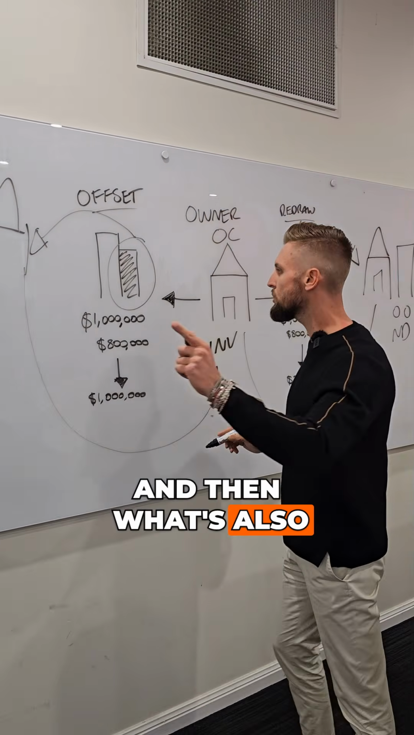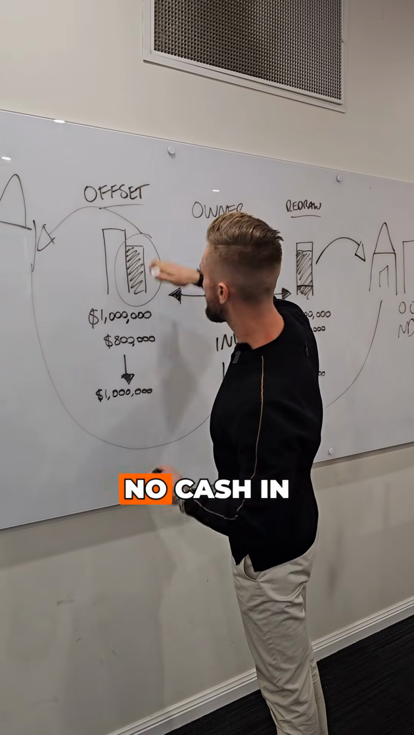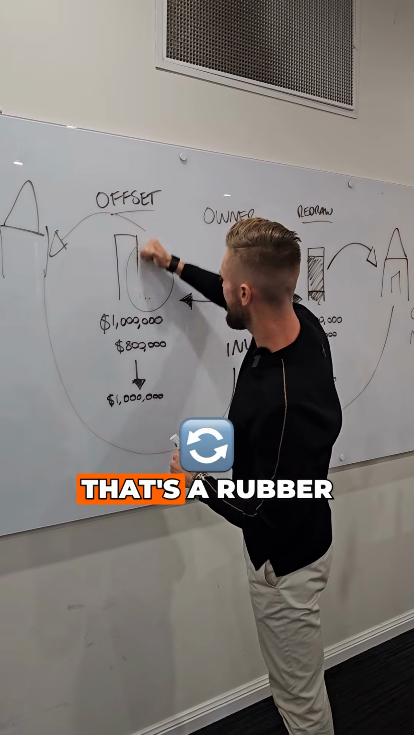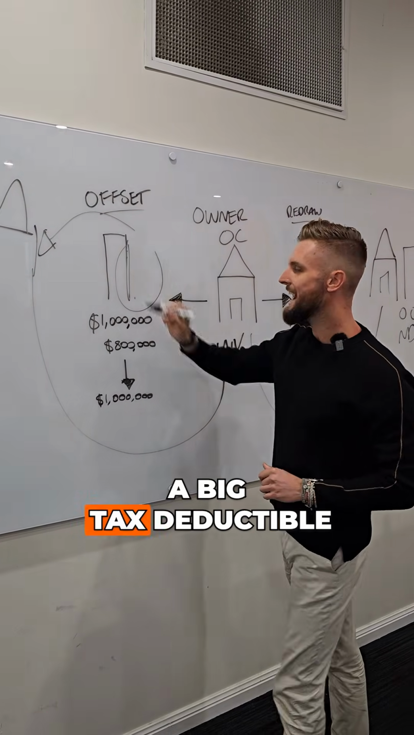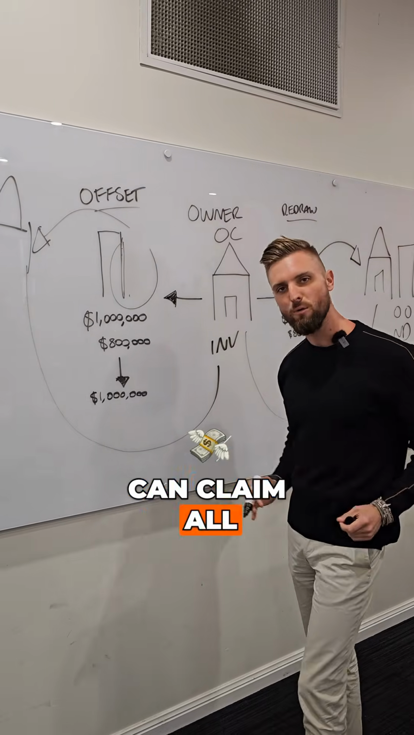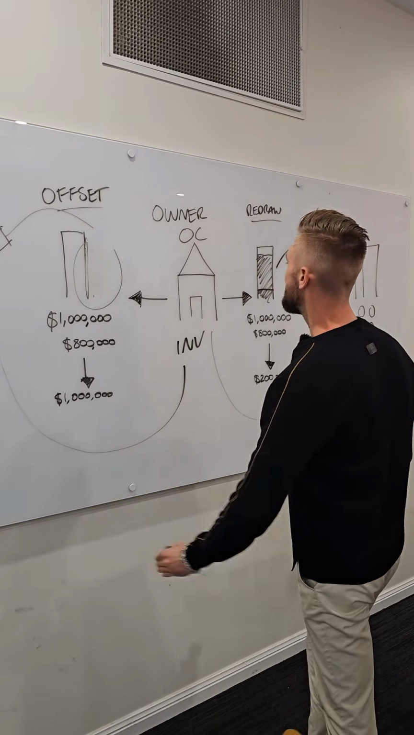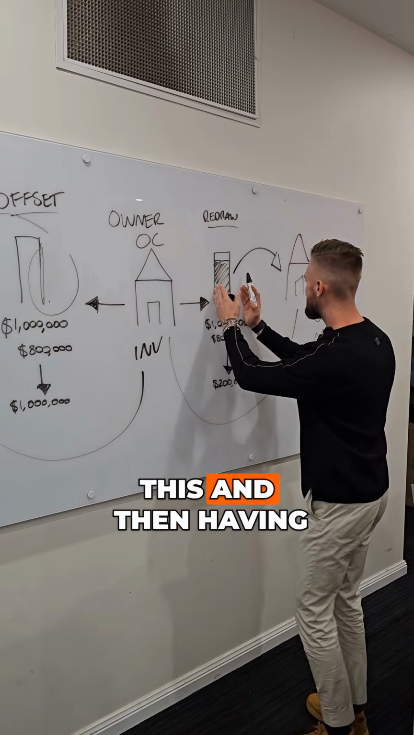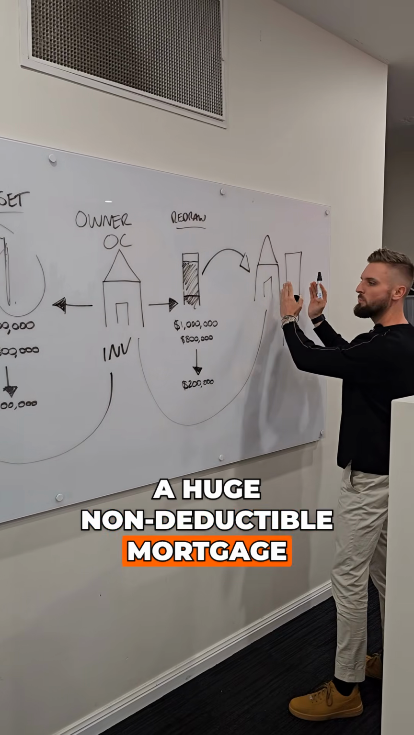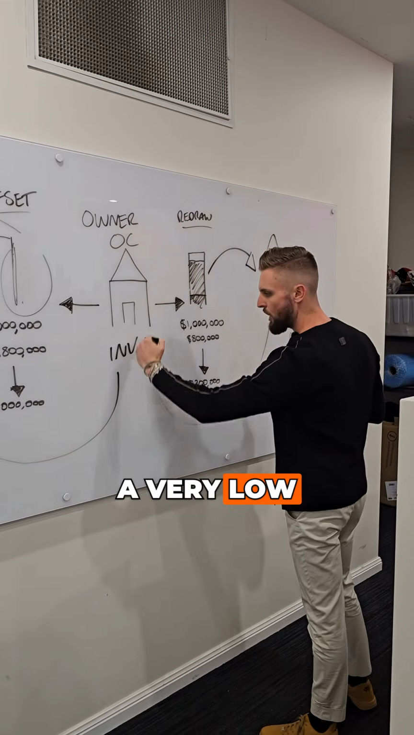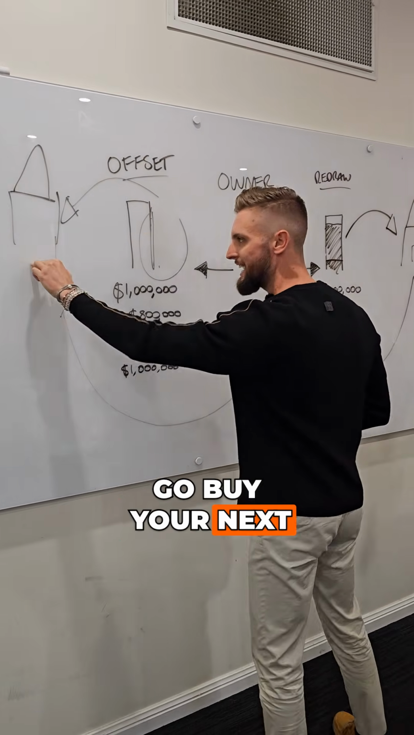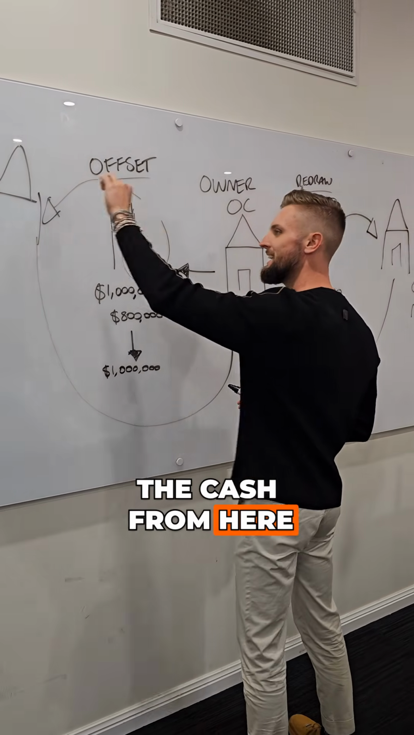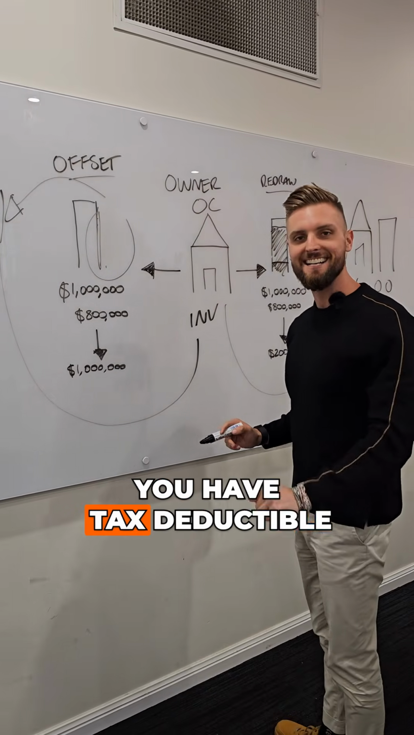And then what's also happened is because we now have no cash in our offset account, look at that, that's a rubber, we now have a big tax deductible mortgage that we can claim all of the interest on. You see? So instead of paying down your mortgage like this and then having a huge non-deductible mortgage when you buy your next home and a very low tax deductible mortgage on this property, you should use an offset account. So when you go buy your next home, you use all the cash from here onto there, and then all of a sudden you have tax deductible mortgages.